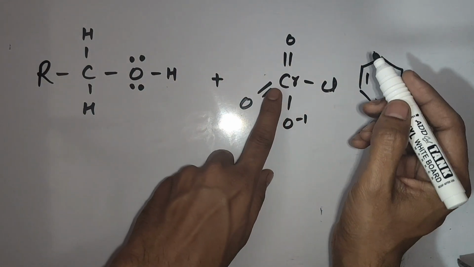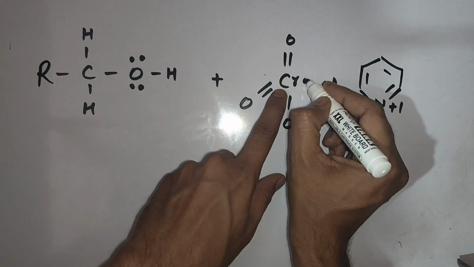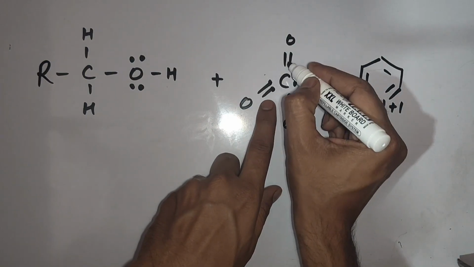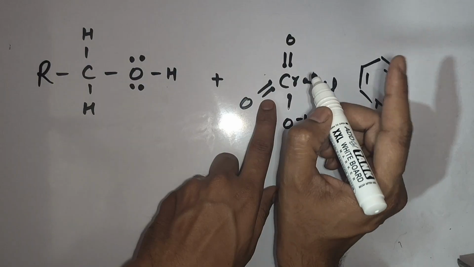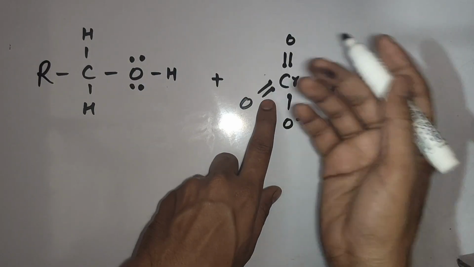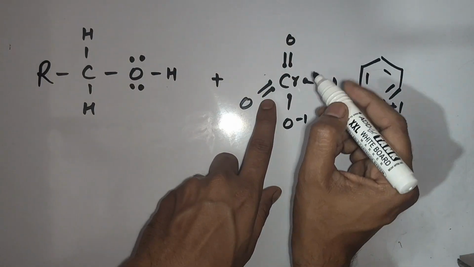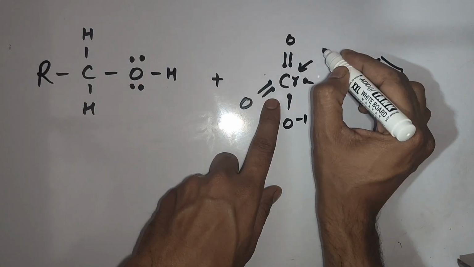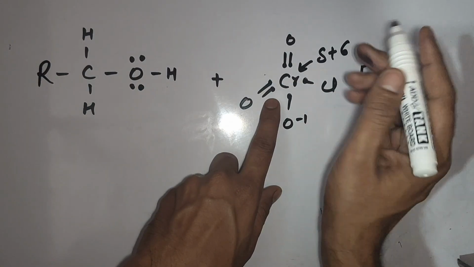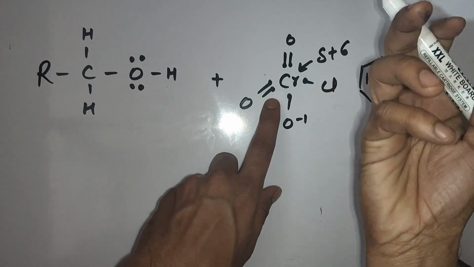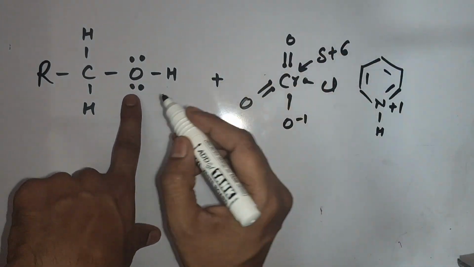The main role is of chromium. You can check chromium is connected with 4 highly electronegative atoms, and it is sharing 6 electrons with them. Chlorine highly electronegative, oxygen highly electronegative. So don't you think it will have a partial 6 charge on it? Due to this partial 6 charge, it has a tendency to gain electrons. Who can provide electrons? Alcoholic oxygen.